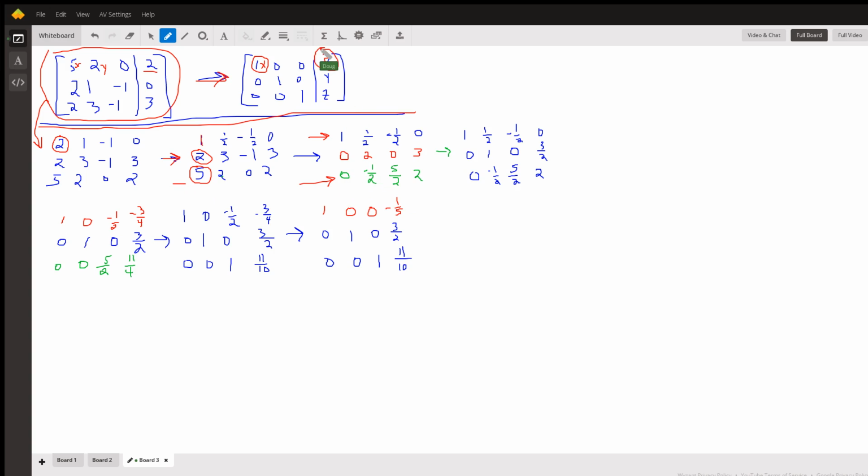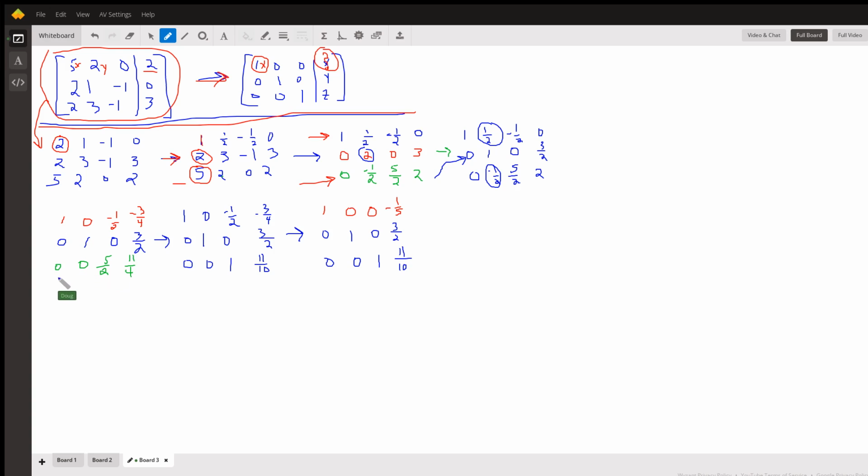Our next goal is always to get this element to be 1. We want to work down this diagonal. So if I divide every element of this second row by 2, I'll get 0, 1, 0, 3 halves. And now I'm ready to leave this row intact and convert these to zeros. So if I multiply row 2 by -1/2 and add it to the first row, I'll get a 0 there. And that's what I've done.